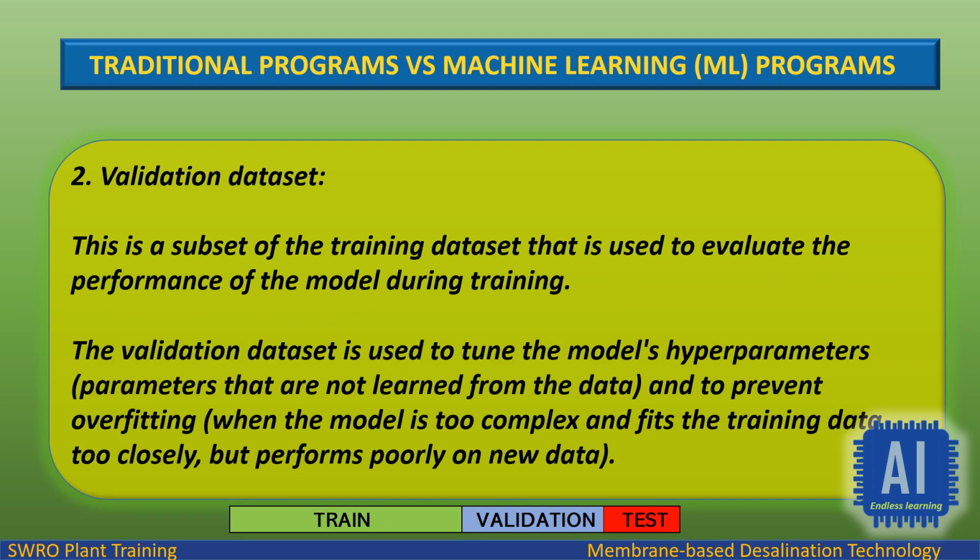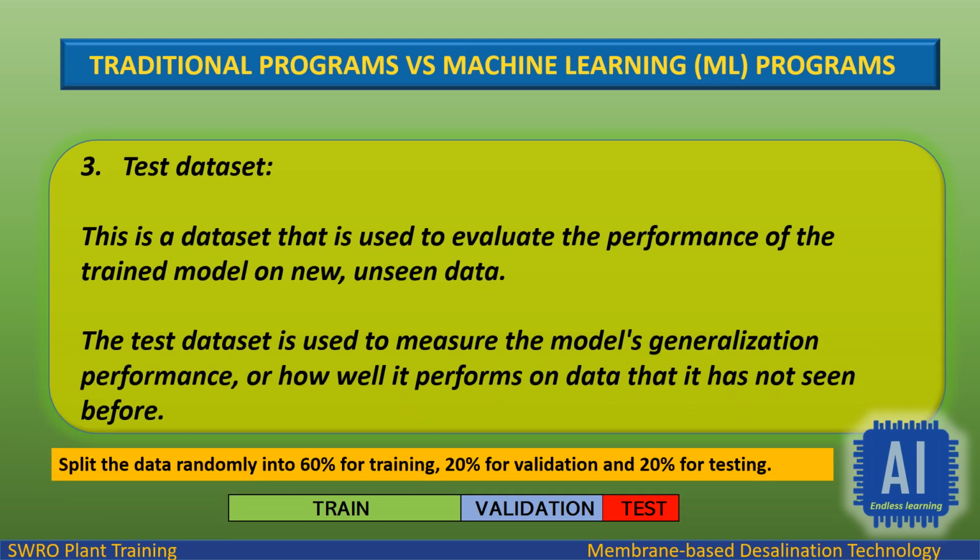Validation dataset. This is a subset of the training dataset that is used to evaluate the performance of the model during training. The validation dataset is used to tune the model's hyperparameters, parameters that are not learned from the data, and to prevent overfitting, when the model is too complex and fits the training data too closely, but performs poorly on new data.